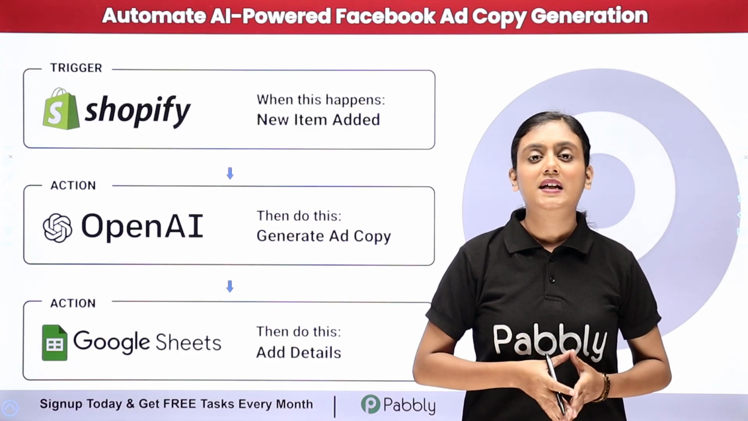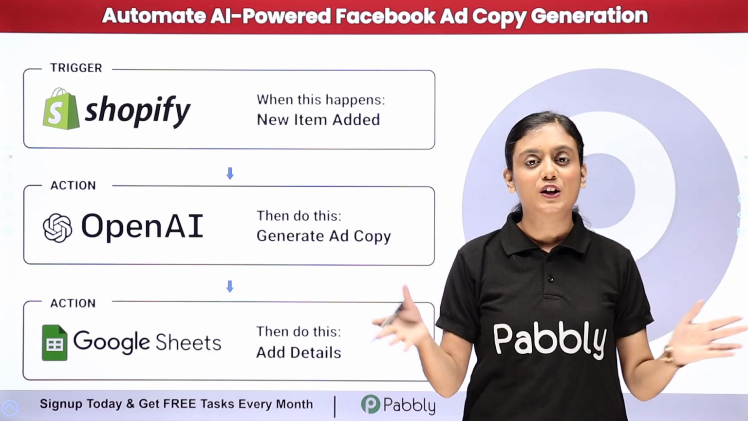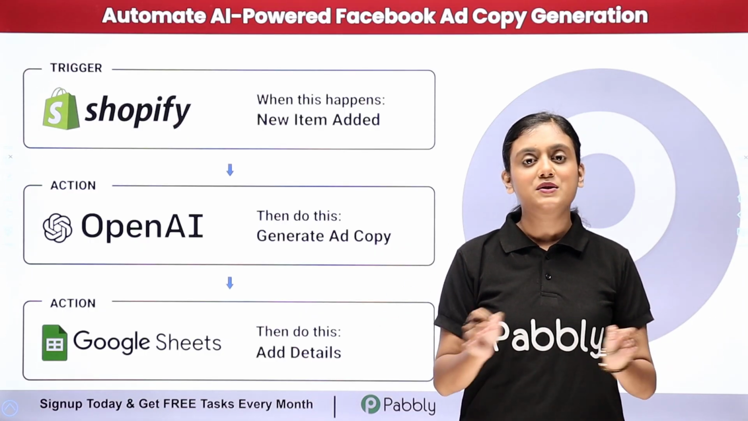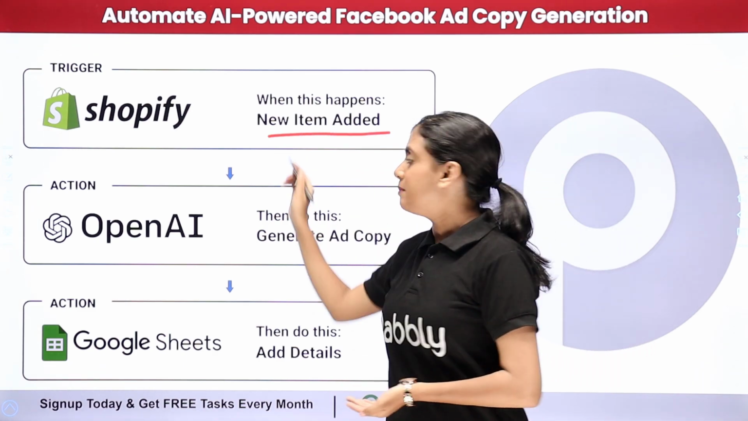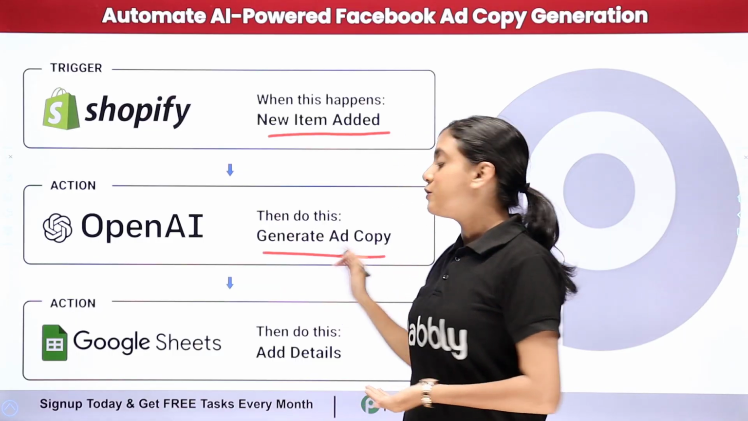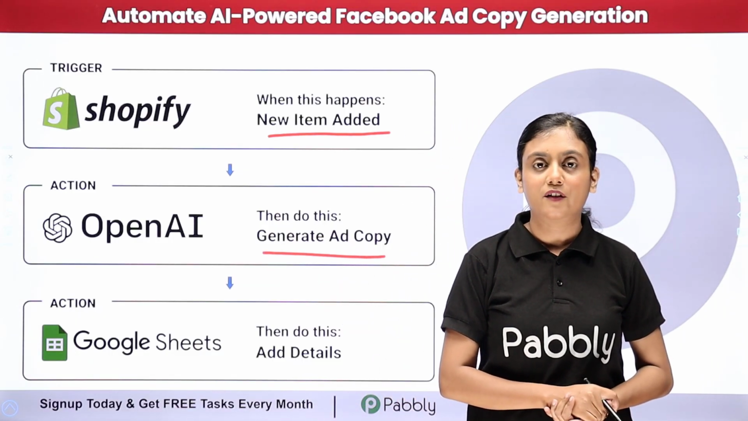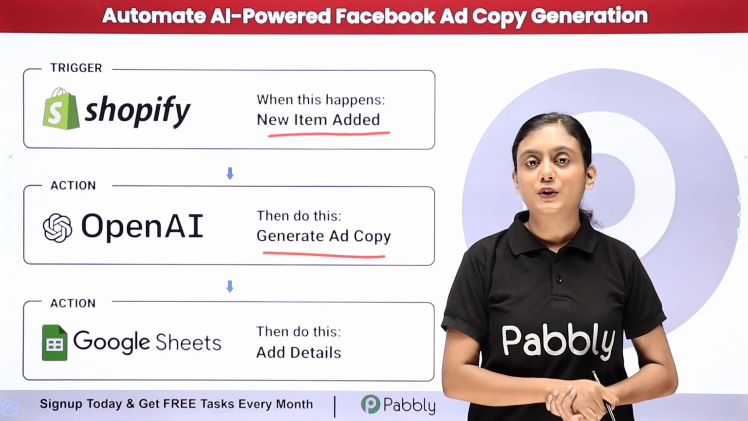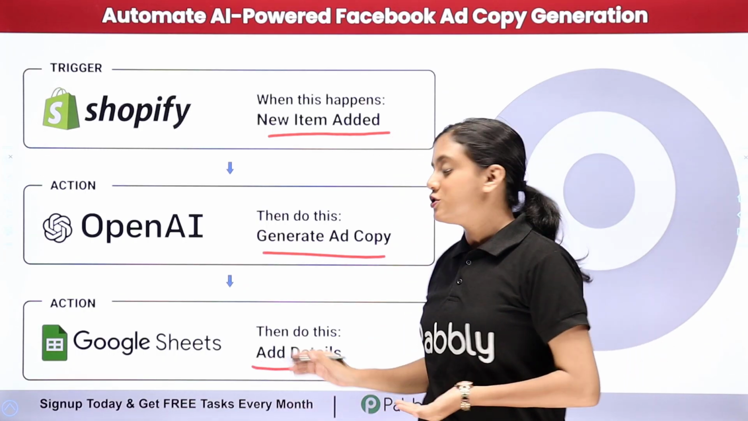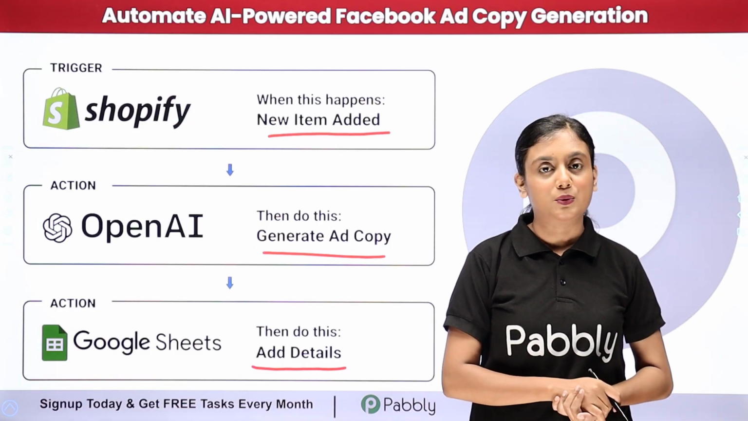Now doing this manually is very time consuming and hectic, so to solve this problem, I have created an AI agent using Pabbly Connect. Now as soon as a new product is created in my Shopify account, automatically an AI agent related to the product is going to generate the ad copy for my Facebook. As soon as the ad copy is generated, automatically the record of it is going to be created in my Google Sheets. The details are going to be added in my Google Sheets.